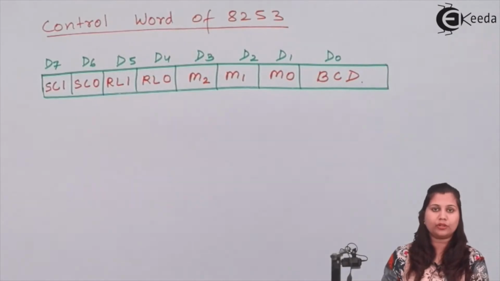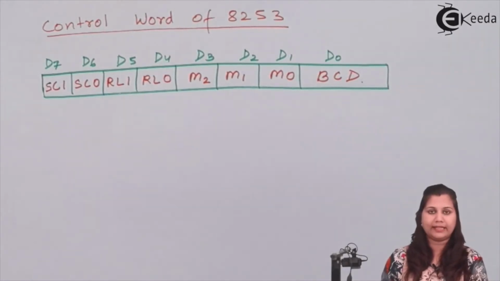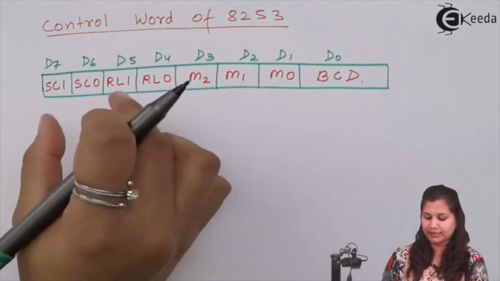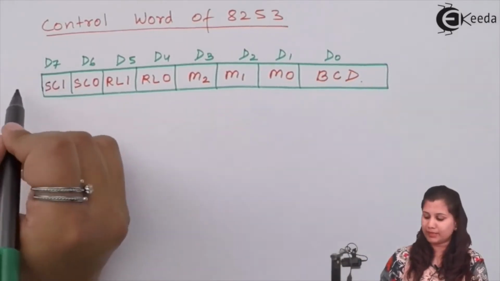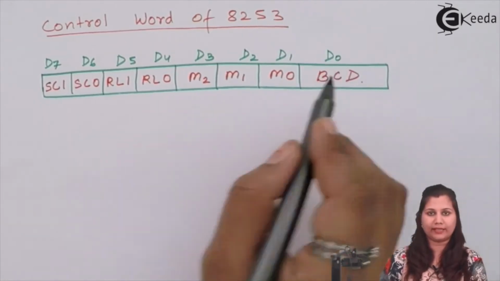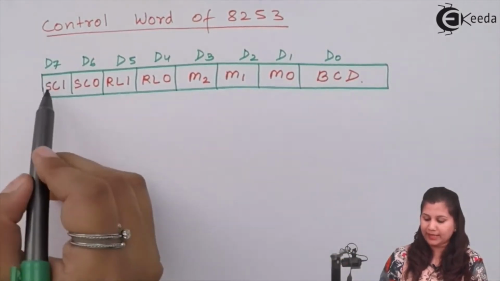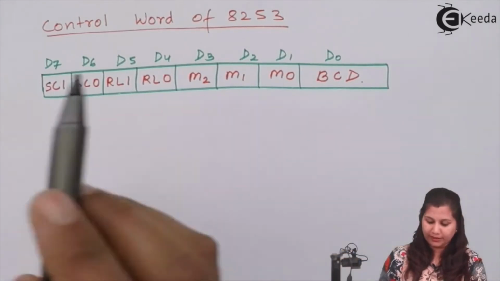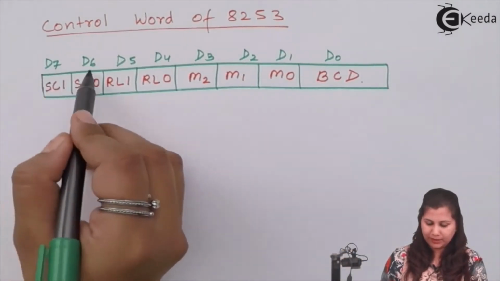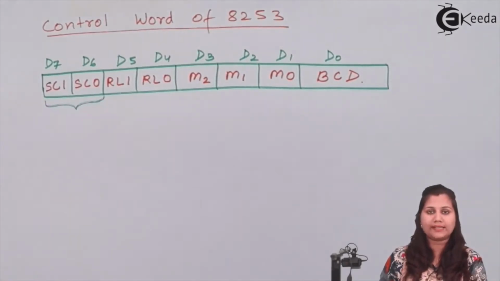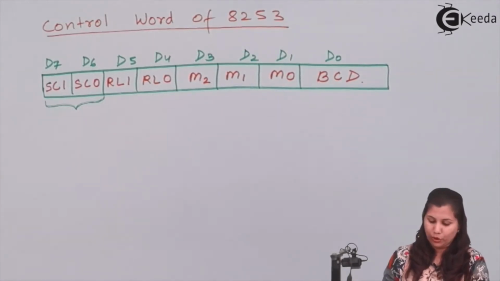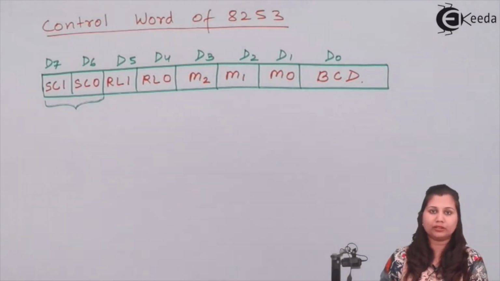So this control word of the 8253 is an 8-bit word having the 8 bits D7 to D0. D7 is the most significant bit, and D0 is the least significant bit. Now these bits are described as follows. The D7 bit and D6 bit are used to select the three counters, like counter 1, counter 0 and counter 2. So these are the selection bits for the counter.